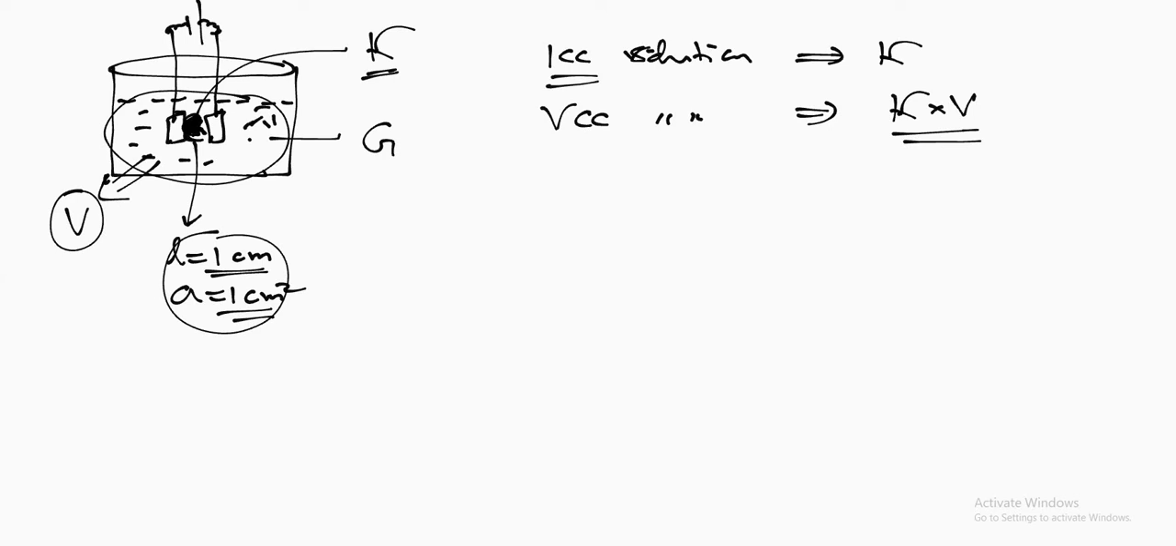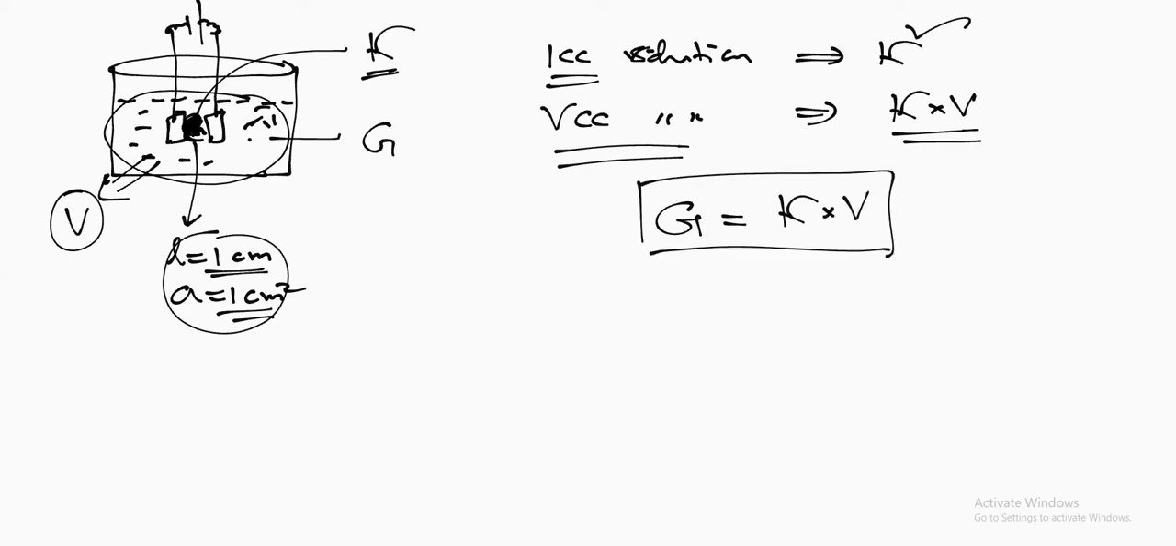1 cc of solution gives this much conductance. Therefore, for V cc volume of solution, the total conductance will be kappa into V. So total conductance G is nothing but kappa into V. Am I right, student? Are you able to follow this? Kappa is the conductance per unit volume, 1 cc volume, into the total volume of the solution, which will give total conductance. Simple.